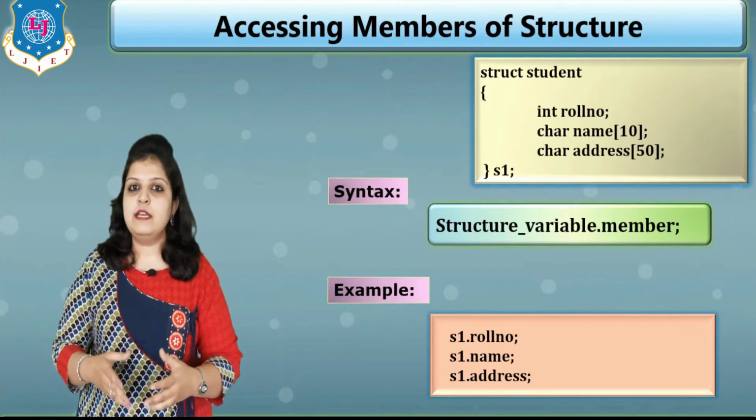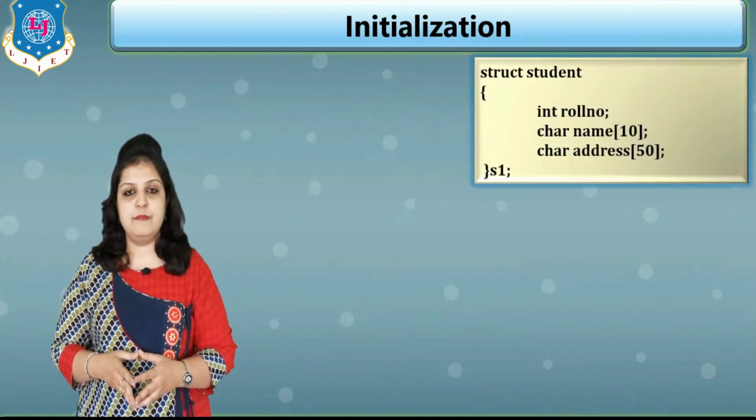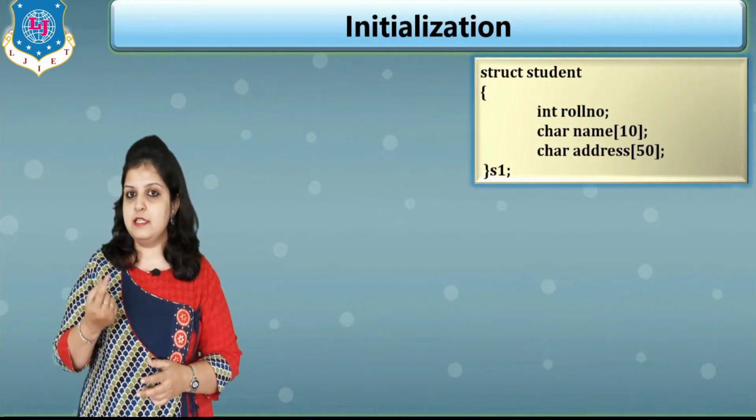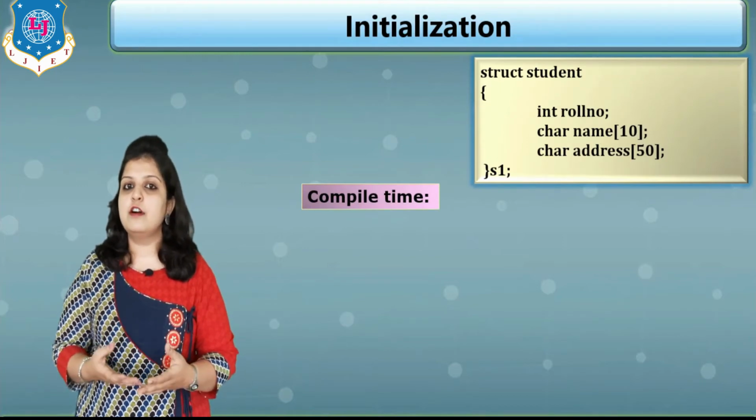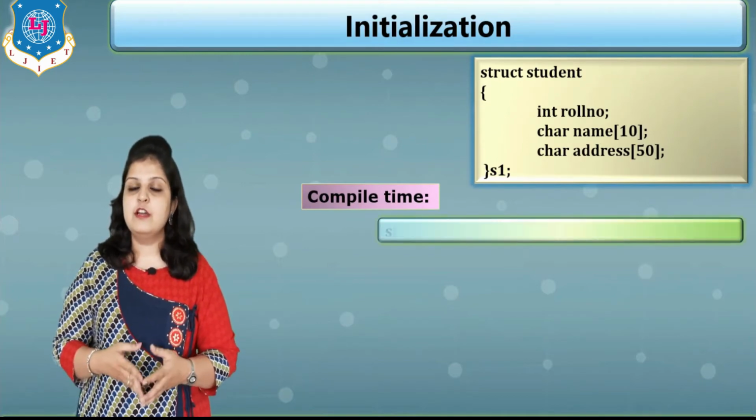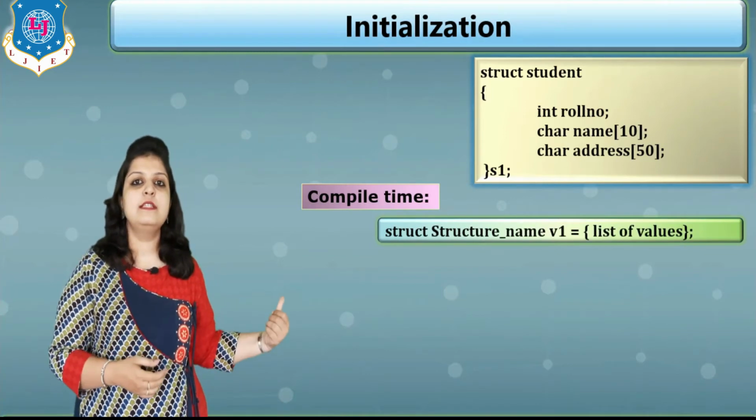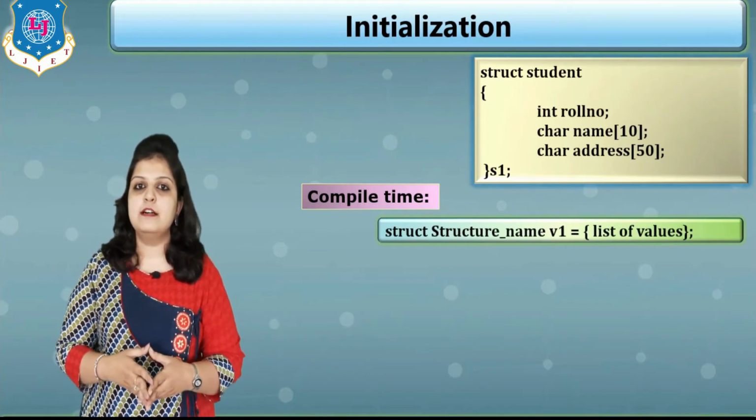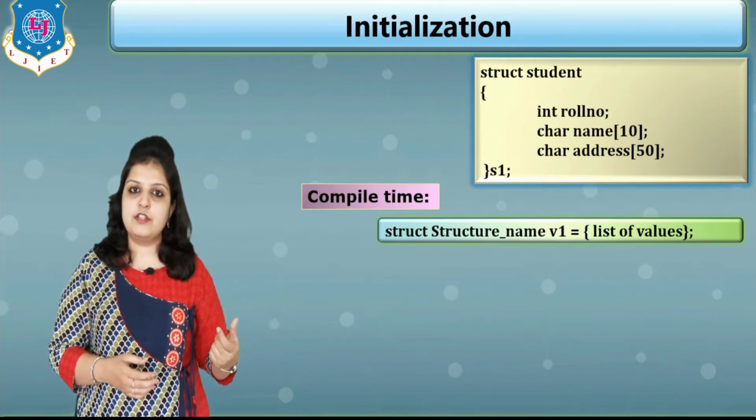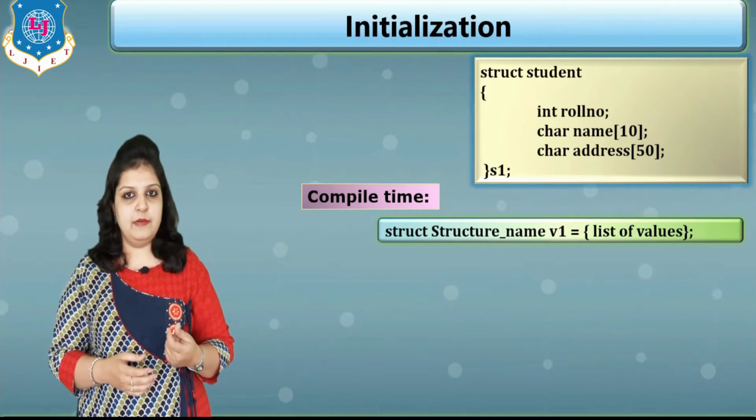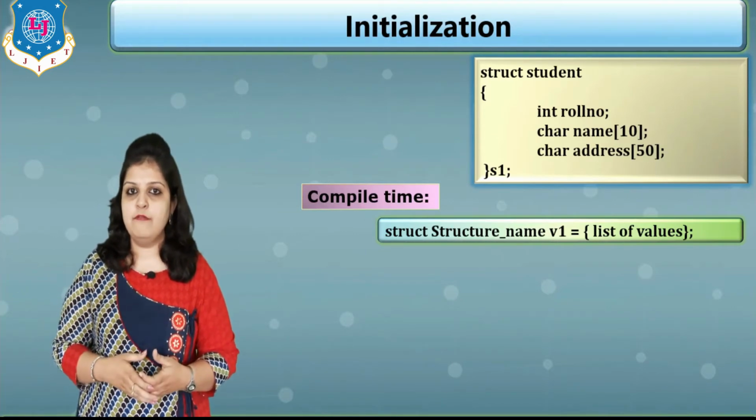Now how can we initialize our structure? Initialization can always be done in two ways, right? First is compile time and second is run time. Compile time initialization we always write using the equal to sign. Just see here the compile time syntax: first write struct, then the structure name, then your variable name is equal to, in curly brackets a list of values.